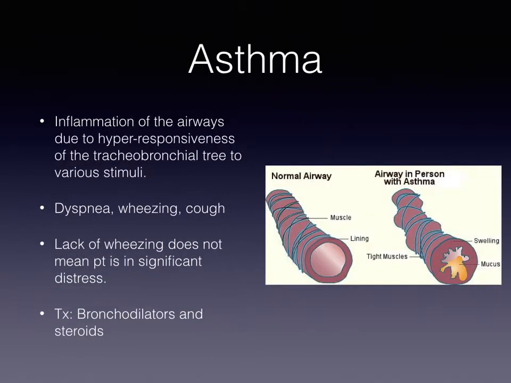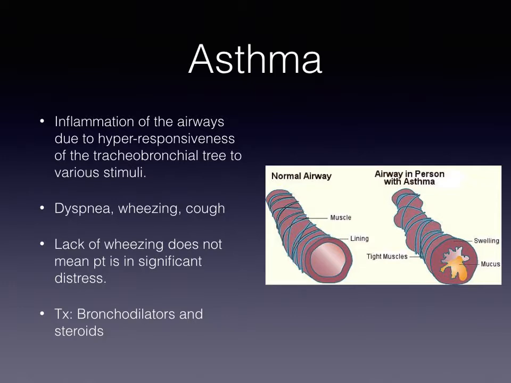All right, asthma can also cause shortness of breath. Here with asthma, we see an inflammation of the airways due to a hyper-responsiveness of the tracheobronchial tree to various stimuli. This causes shortness of breath, wheezing, and cough. Now remember, the lack of wheezing does not mean the patient isn't in significant distress. Some of these quiet chest folks can actually be very significantly ill, and we need to treat that aggressively.